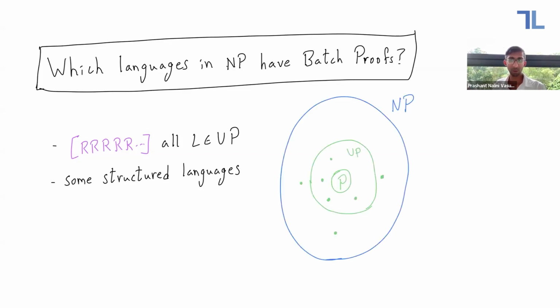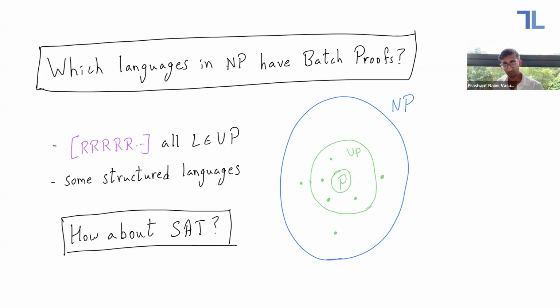But this is pretty much all we knew. Right? So within NP, the question was for all languages in NP, and we knew that for languages in UP, you could get these proofs. And for some isolated languages outside this class, we knew you could get this. But that's pretty much all we know, even today. If you're asking what languages I have batch proofs for, the only constructions I know are pretty much this. Right? And this leaves many questions open.